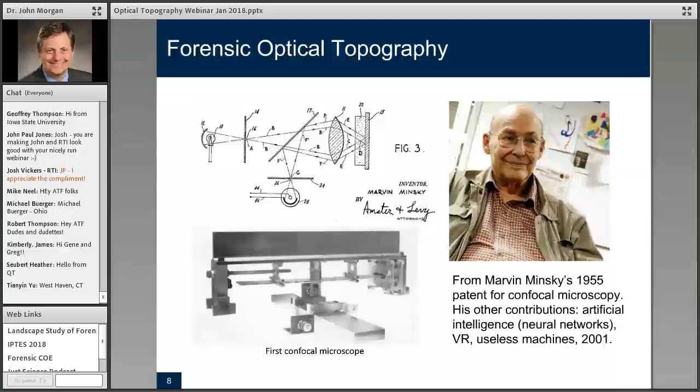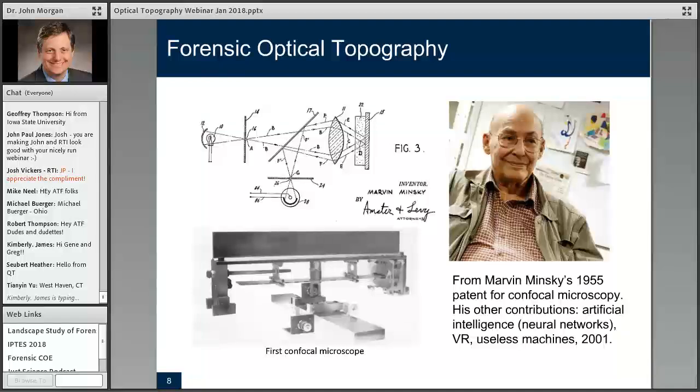So this is actually fairly old technology in some respects. This is the fellow who would be the father or grandfather, whatever you want to call him, Marvin Minsky of optical topography. He invented the confocal microscope all the way back in 1955. And for those of you who are like me and are fans of the history of science, I encourage you to learn more about Marvin Minsky.